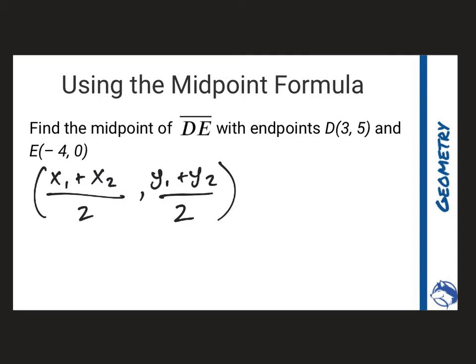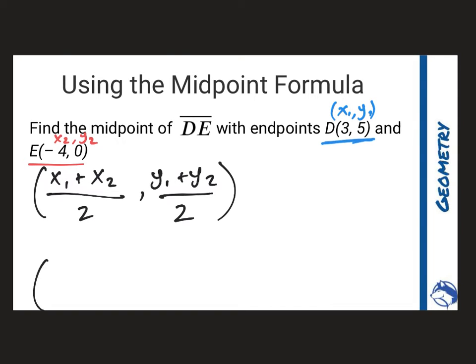Now what I do is I choose one of the points as my x1, y1. And so I basically just say this is x1, y1, and it doesn't matter which one you choose. And then I say that this is x2, y2 for my other point. And now all I have to do is just plug it in. So what I'm going to do is I'm just going to write that out.